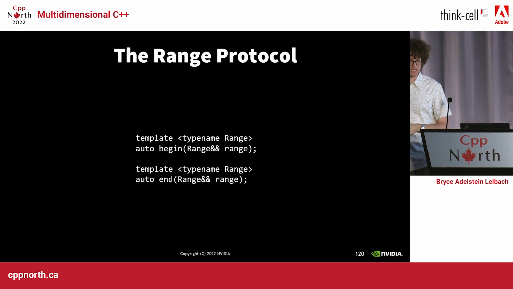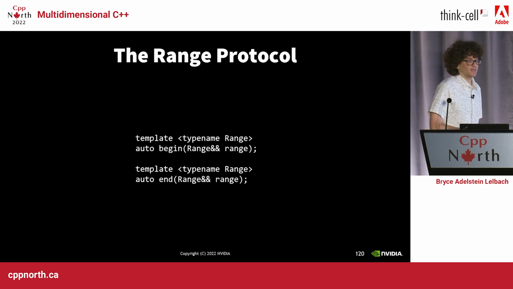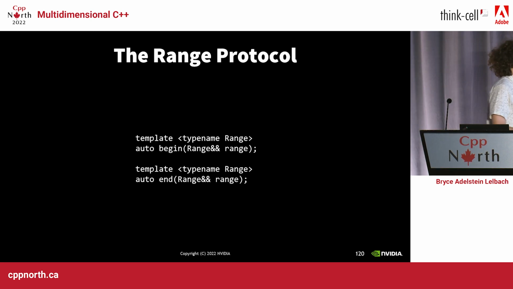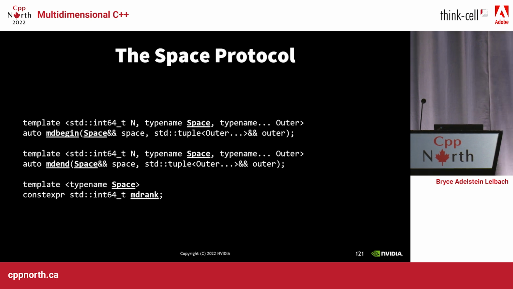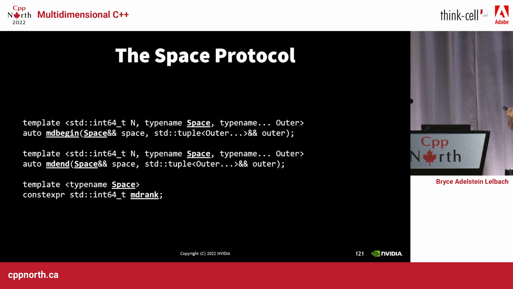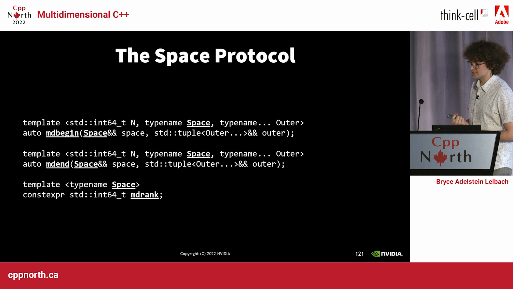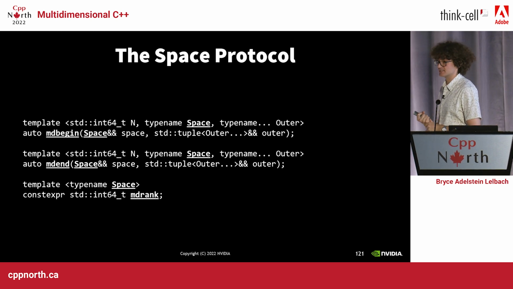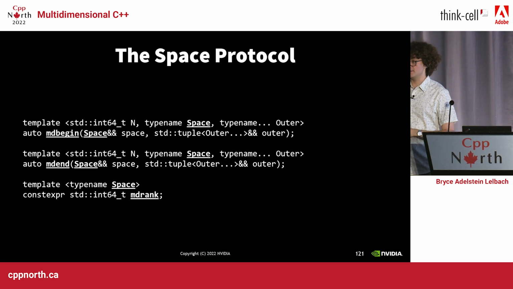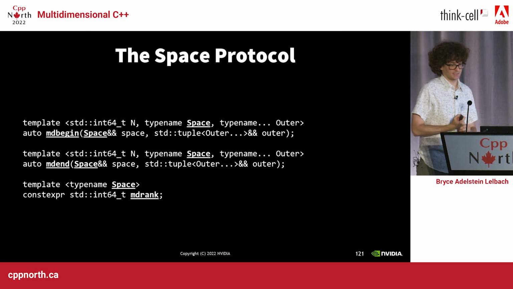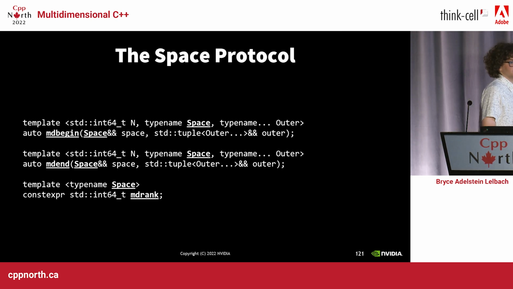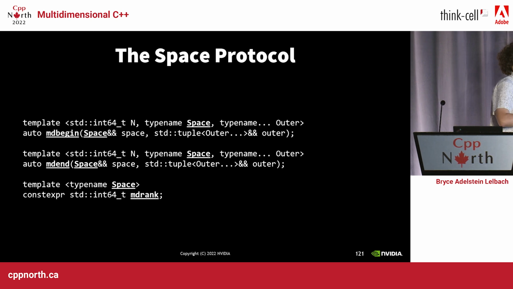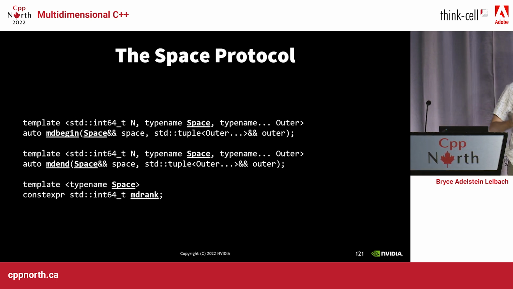Now, what if we were to come up with some new protocol that the compiler could understand for multidimensional spaces? Perhaps something like this. We've got an mdbegin here, which takes a few different things. First of all, it's going to take an explicit template parameter, which is the rank that we are at. And then it's going to take this space object, which is some concept similar to a range.